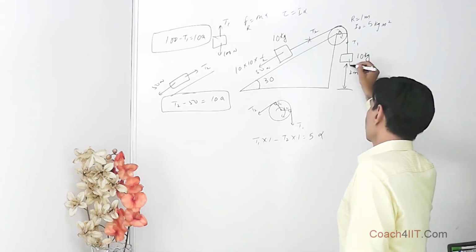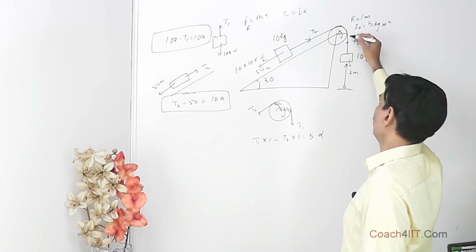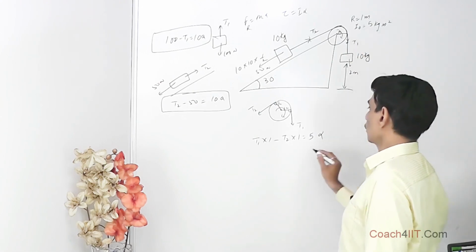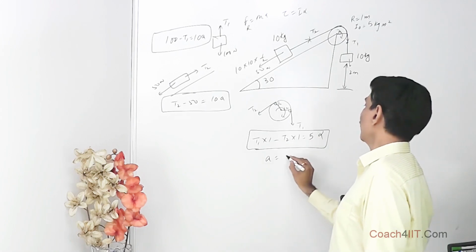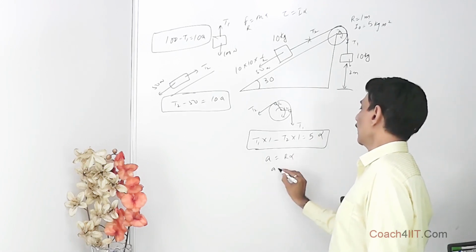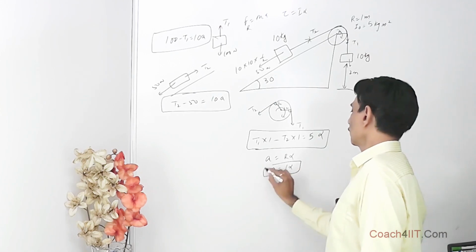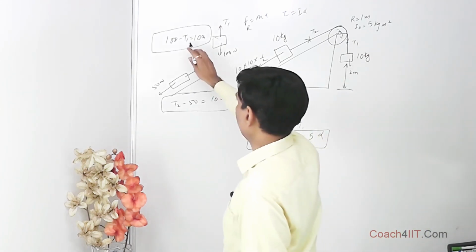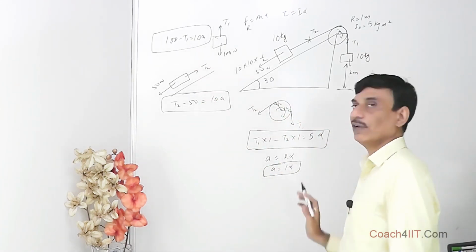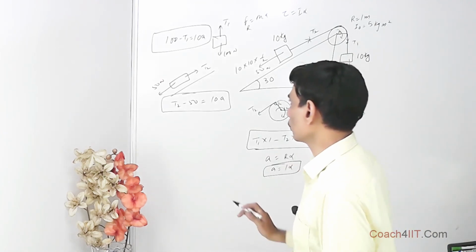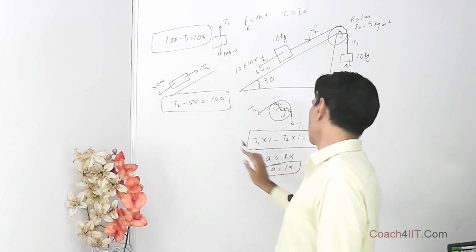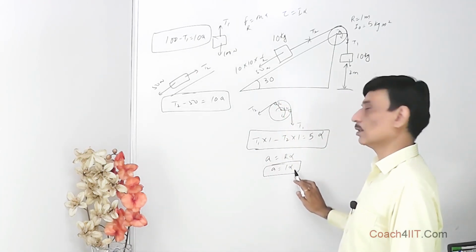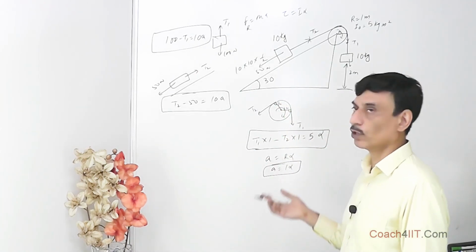Also, whatever the acceleration of this is, the same is the acceleration of this, and of this. So we can also use A is equal to R into alpha, that is A is equal to 1 into alpha. So how many equations do we have? We have 1, 2, 3, 4. We have 4 equations. And how many unknowns? We have T1, A, that is 2 unknowns, T2 the third unknown, alpha the fourth unknown. We have 4 unknowns and 4 equations.